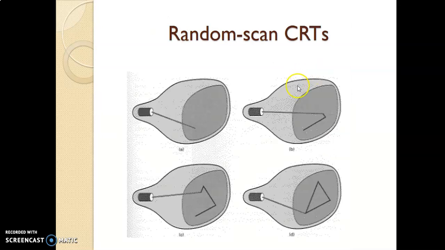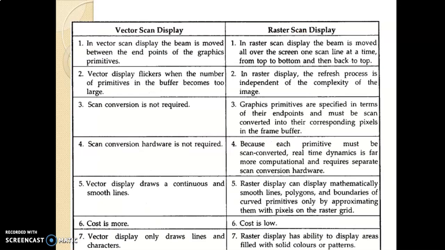This is how it works. It directly starts from the beginning, drawing the line with the help of mathematical formulas, and no raster scan is done. It is the random scan. So what is the main difference between the random scan and the raster scan?